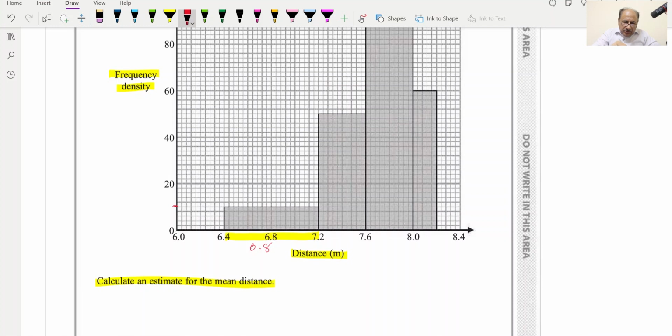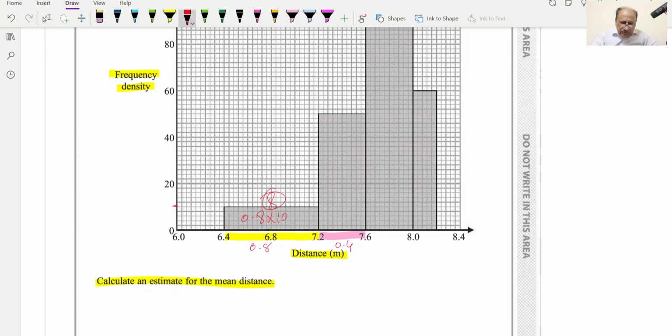And we will multiply 0.8 by the height, which is 10, and this will be equal to 8. Now next, what is the width? The column width is this much, 0.4. 7.6 minus 7.2, this will be 0.4 column width.